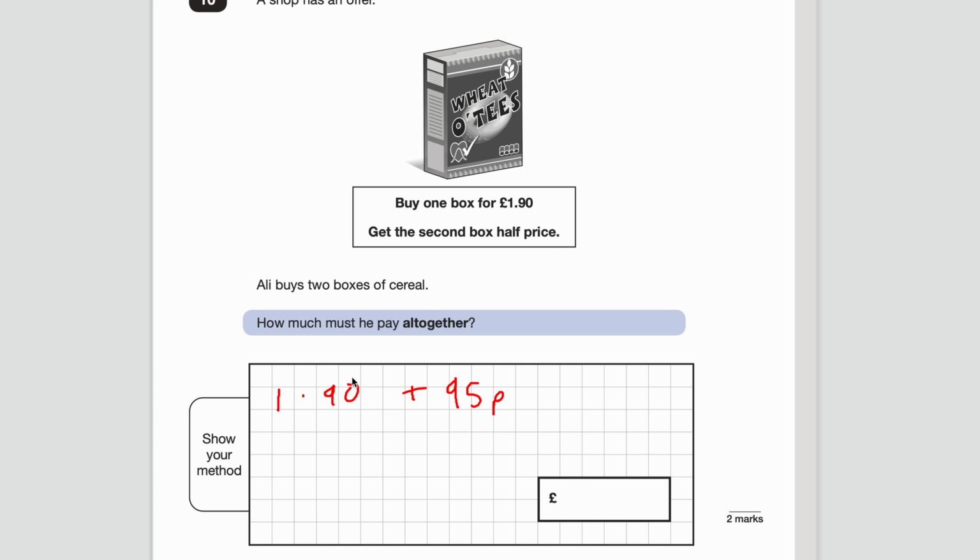When we're adding pounds and pence, make sure you set up your working out properly. So technically, this is 0.95 of a pound, isn't it? So we could put 0.95. Then we add them together. 0 add 5 is 5. 9 add 9 is 18. Put the 8, carry the 1. 1 plus 1 plus 0 is 2. Put the decimal point in. So in total, to buy 2 boxes of cereal, it's £2.85.